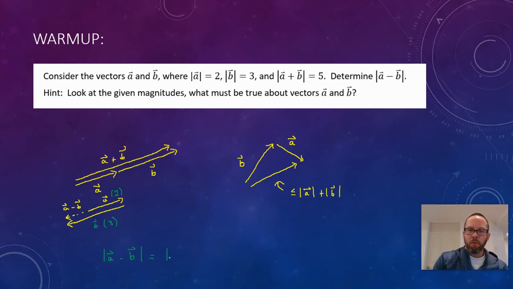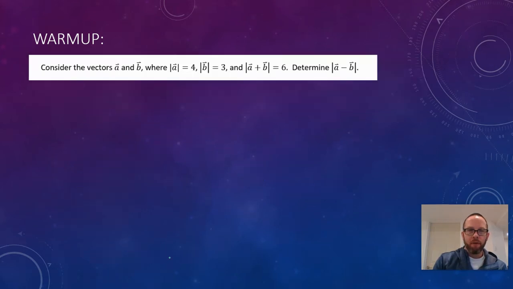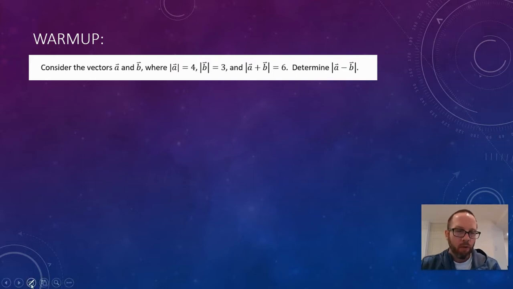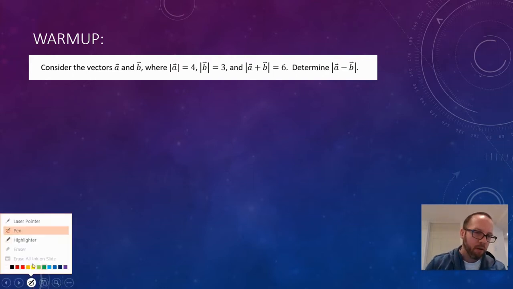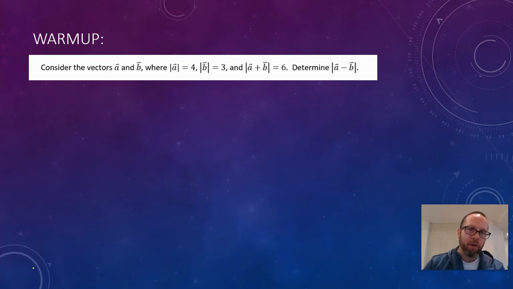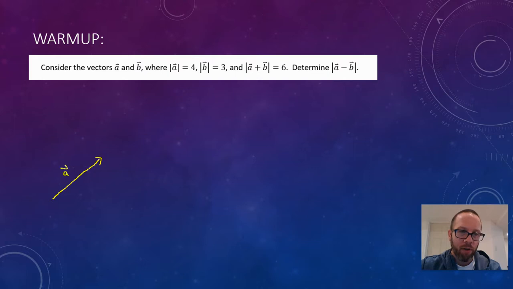Let's tweak this problem a little bit. Same question, but what if the size of A was 4, the size of B was 3, and the size of A plus B was 6? How can we do that? Let's draw it out. In this particular case, our vector addition will form a triangle. You don't have to draw it exactly like I'm drawing it, but I'm choosing to go out this way. So vector A plus vector B, something like that, a little bit shorter, is going to be something like that. And there would be A plus B.